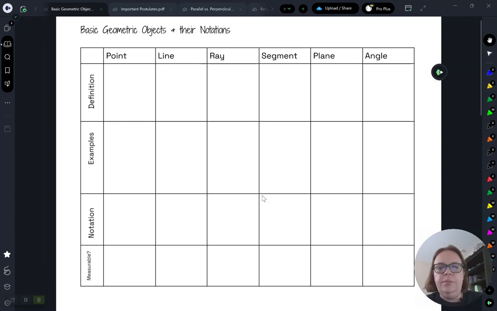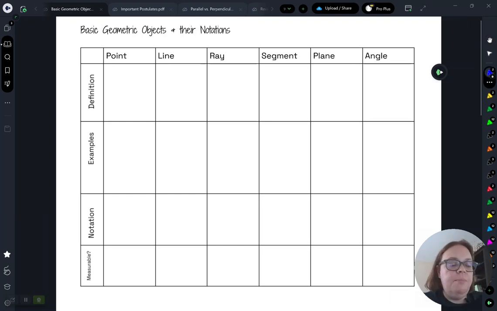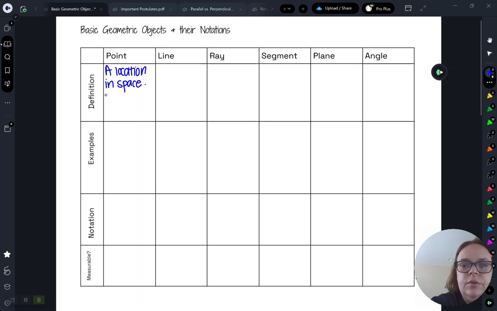Okay, so let's begin. So to begin with, we have the lonely point. The point has no dimension, and it is just a marker of a location in space. So we're not going to write a complicated definition for each of these. We're just going to get the key ideas here because we don't have a lot of room. So it is a location in space. Has no dimensions. So what does it look like? It's a dot.